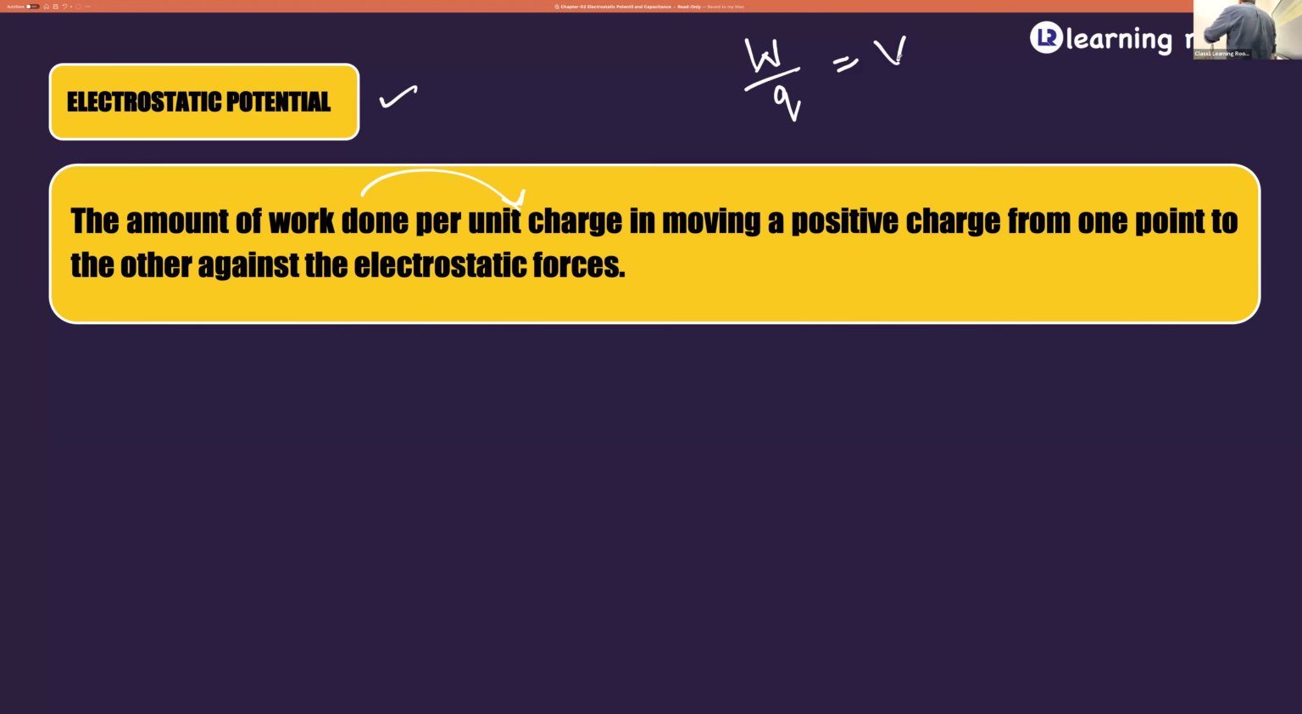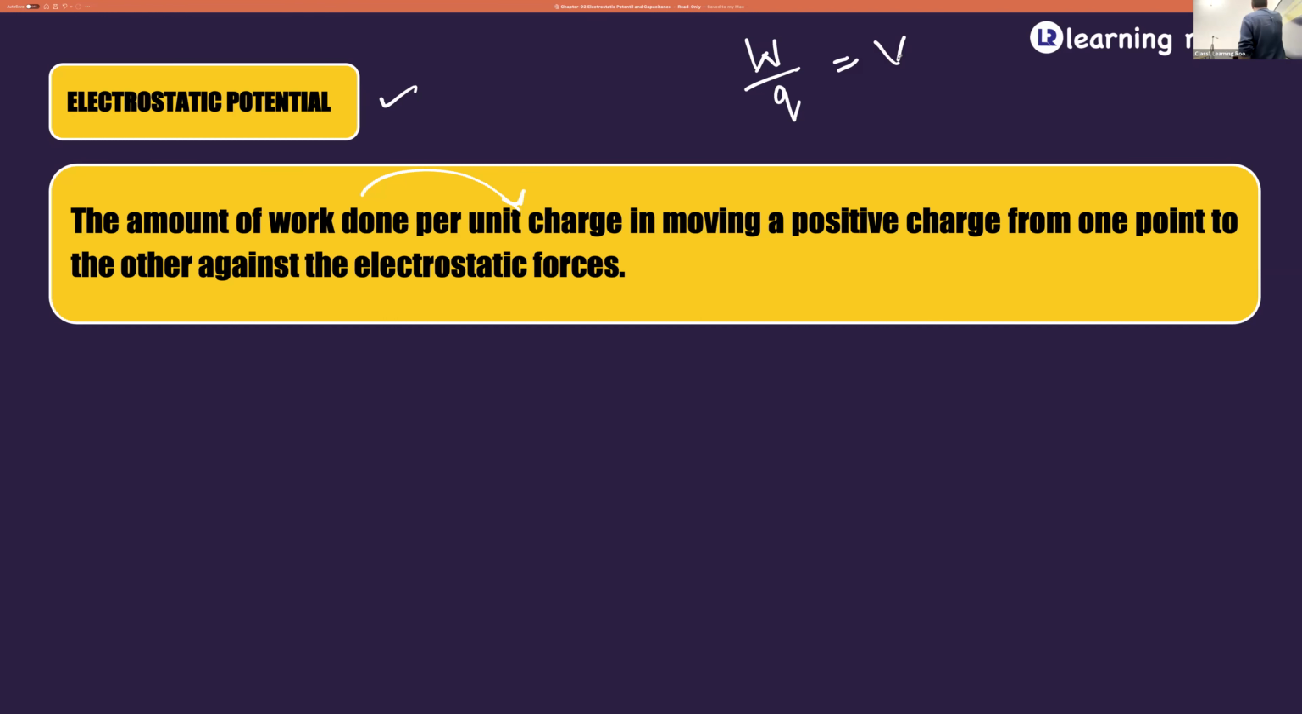Okay. See, I repeat it again. Electrostatic potential energy, if you define it like this, it means absolute, meaning the object is moved from infinity to a point. Similarly, when you talk about electrostatic potential energy difference, then the charge is moved between 2 points within the electrostatic field.